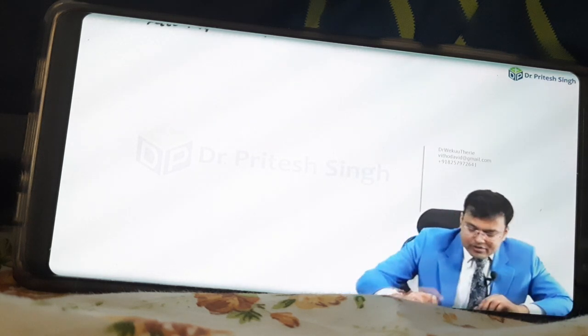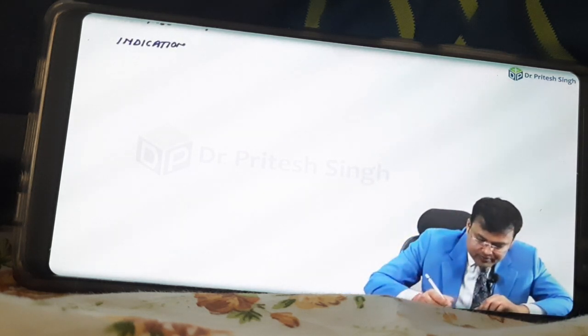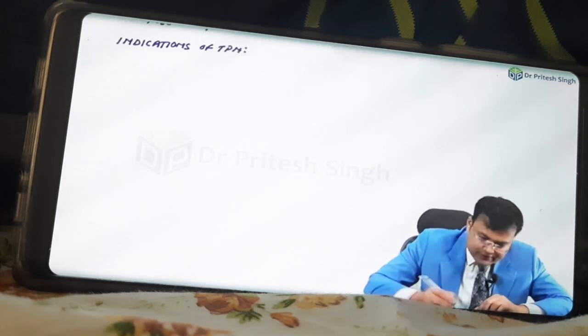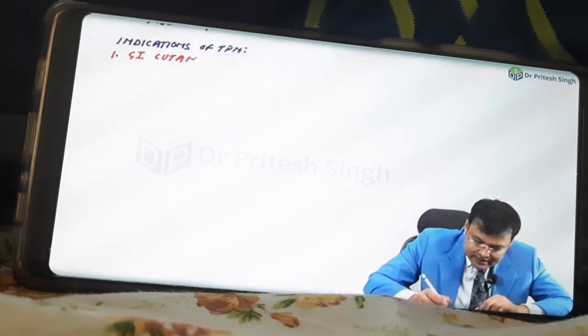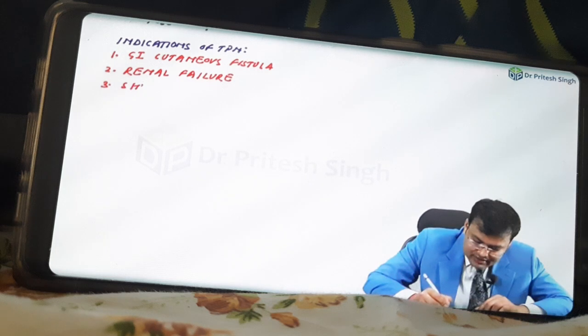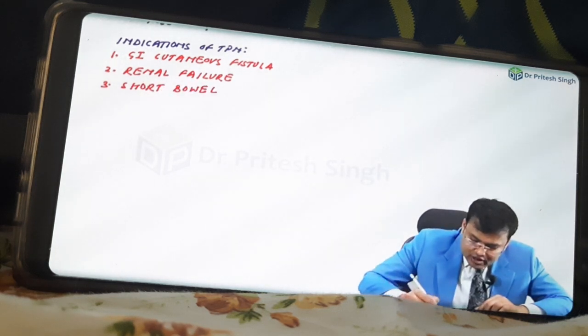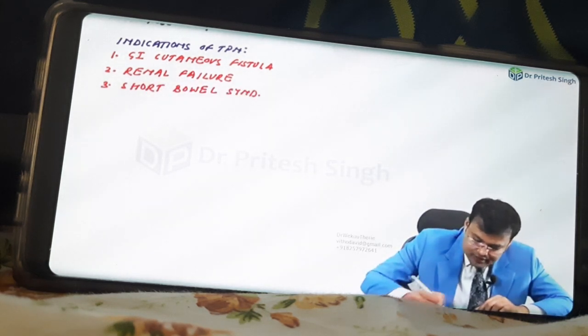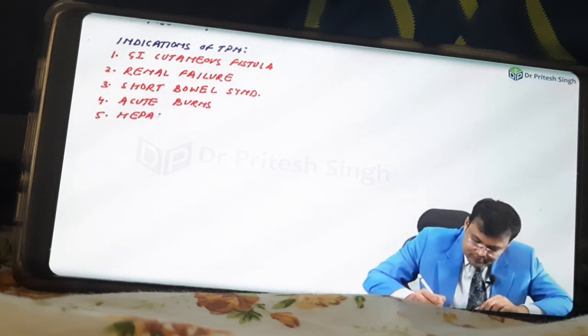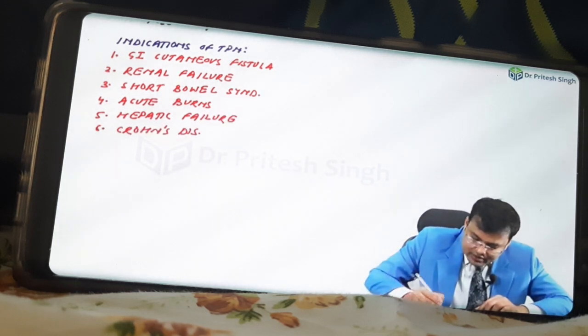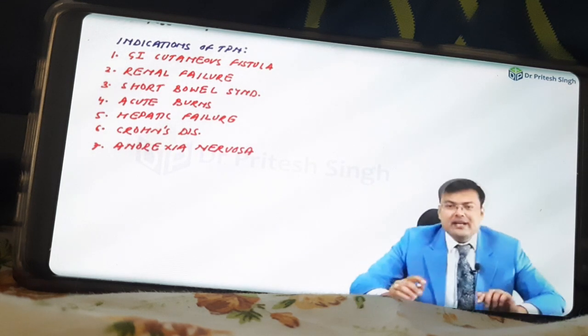What are the indications of total parenteral nutrition? Have a look. First, gastrointestinal cutaneous fistula. Second, renal failure. Third, we discussed short bowel syndrome. There is malabsorption, short bowel syndrome, acute burns, hepatic failure, Crohn's disease, and anorexia nervosa. So these are the indications of total parenteral nutrition.